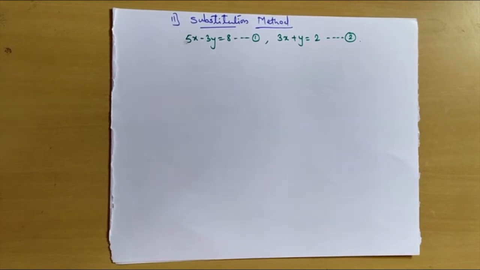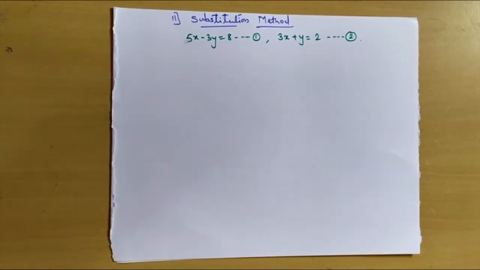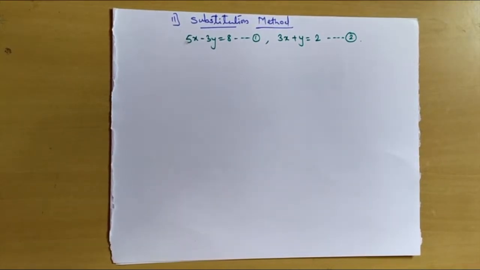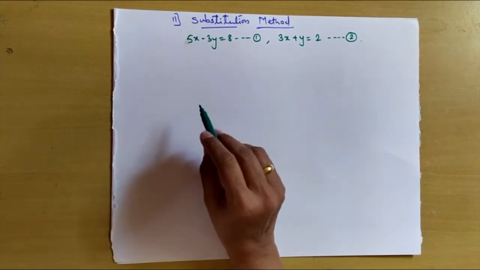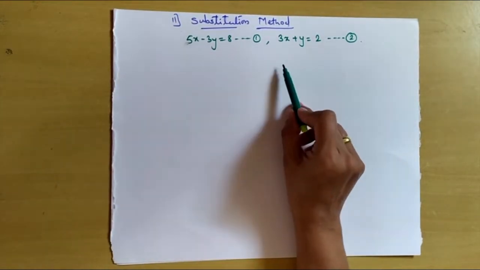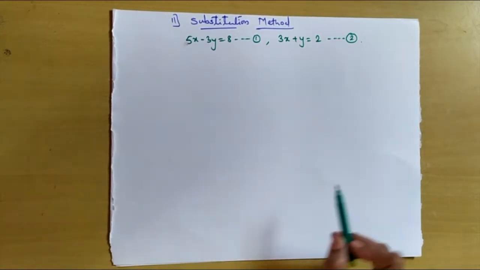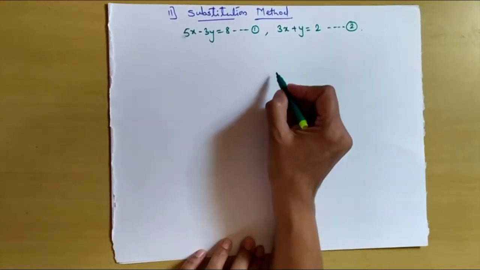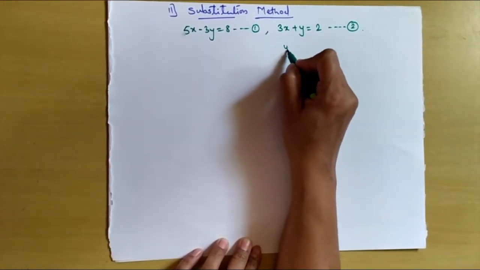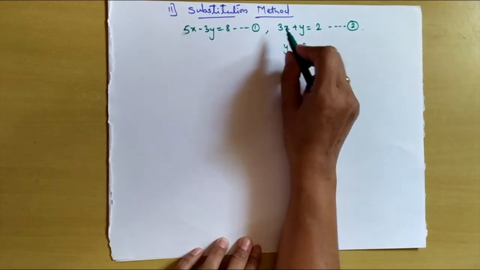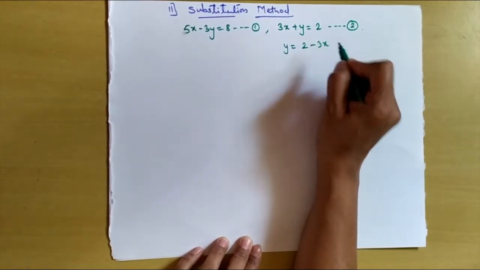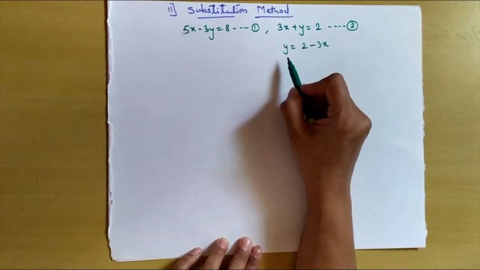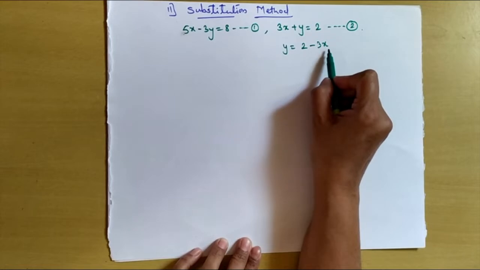Now let us consider the second method, that is substitution method. We'll consider the same examples which we have considered for the first method, that is 5x minus 3y equal to 8 and 3x plus y equal to 2. In this method, let us consider the second equation. From the second equation, after rearranging the terms, we got y is equal to 2 minus 3x.